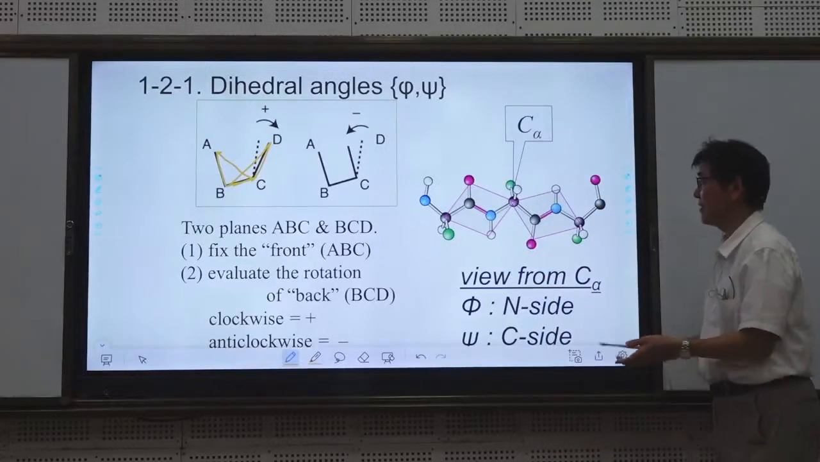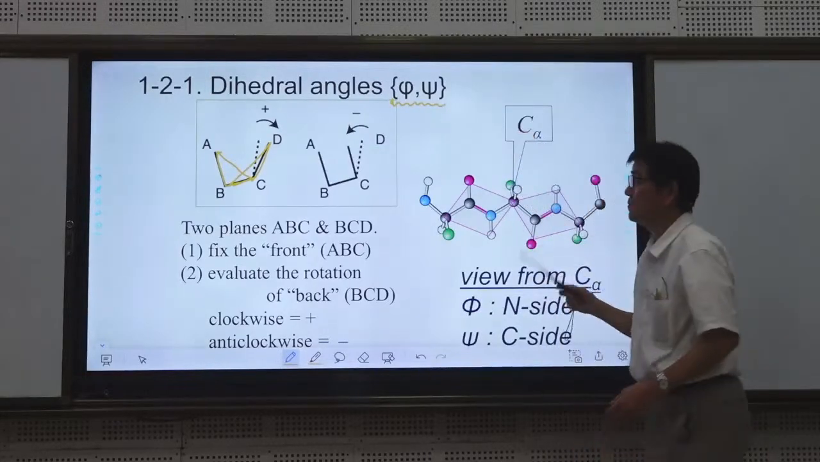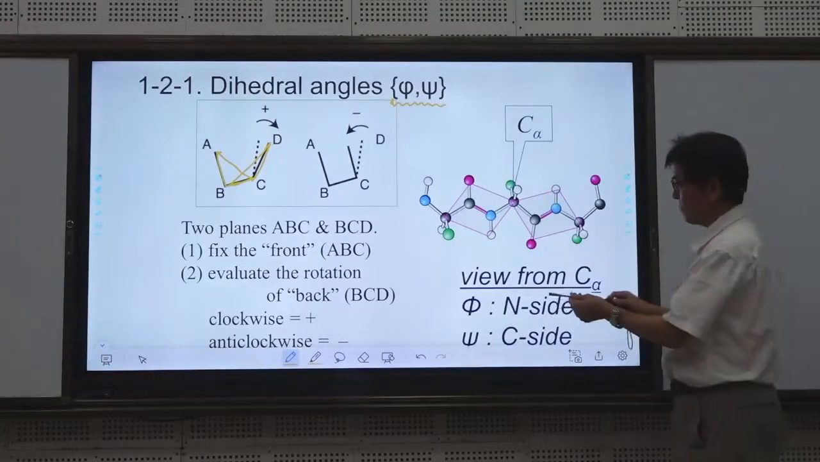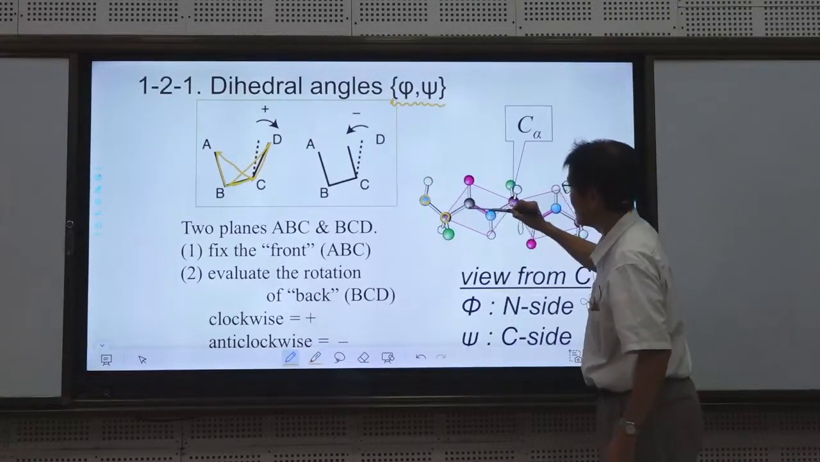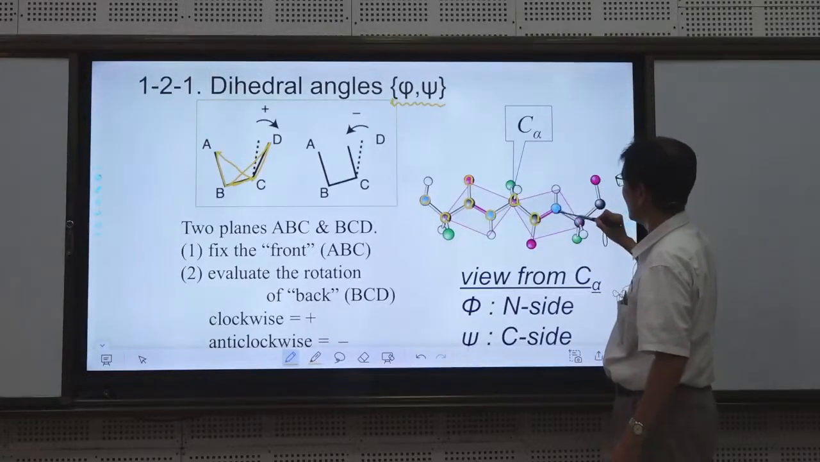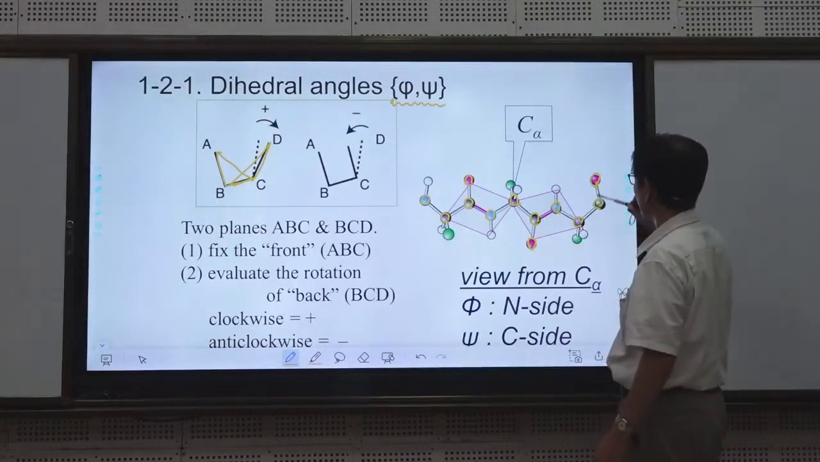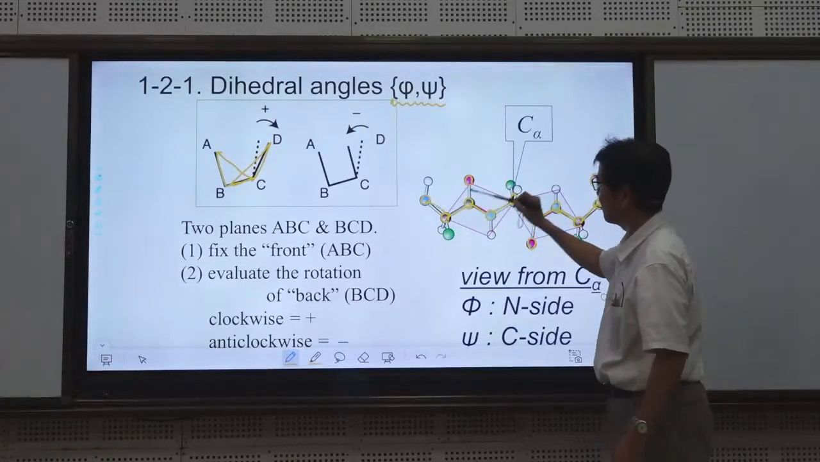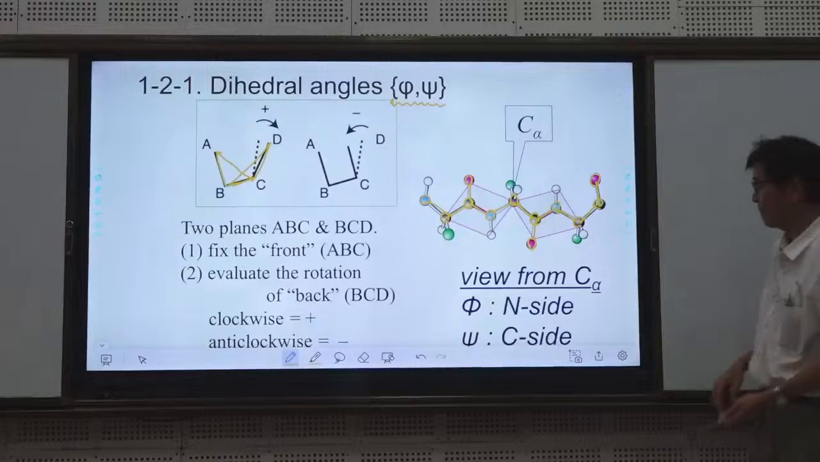And in the case of peptide main chain, we use two dihedral angles to indicate what is the structure. Okay, this is N, C, C, O; N, C, C, O; N, C, C, O. So this is main chain, right? This is the main chain.